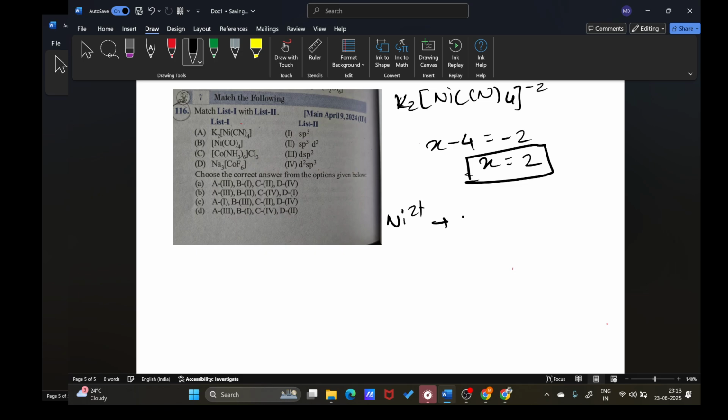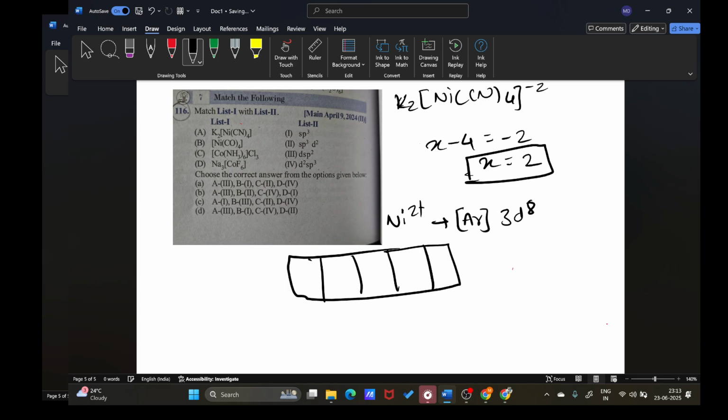So the electronic configuration will be [Ar] 3d8. Otherwise, in normal form, Ni is [Ar] 3d8 4s2. So the 4s2 is not there in the +2 oxidation state, and so we have Ni [Ar] 3d8. So we have 8 electrons in the valence d orbital. If I draw it this way, 1, 2, 3, 4, 1, 2, 3, 4, 5, 6, 7, 8. So this will be the configuration, right?